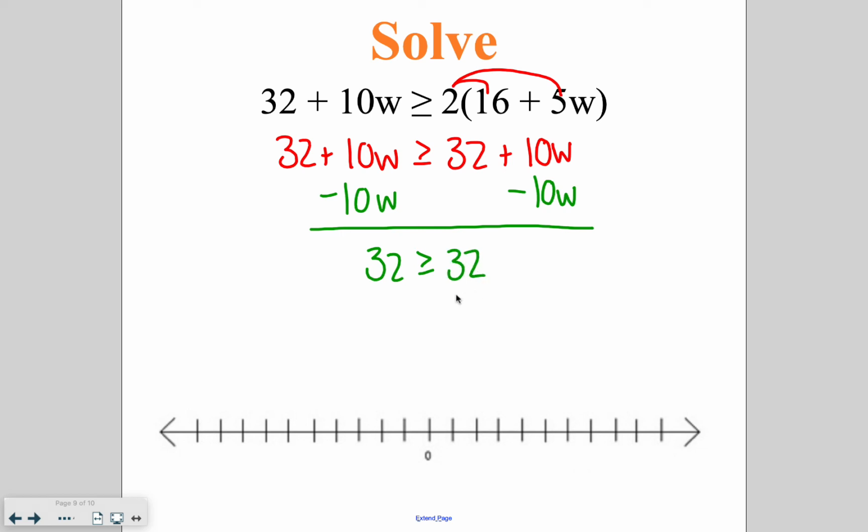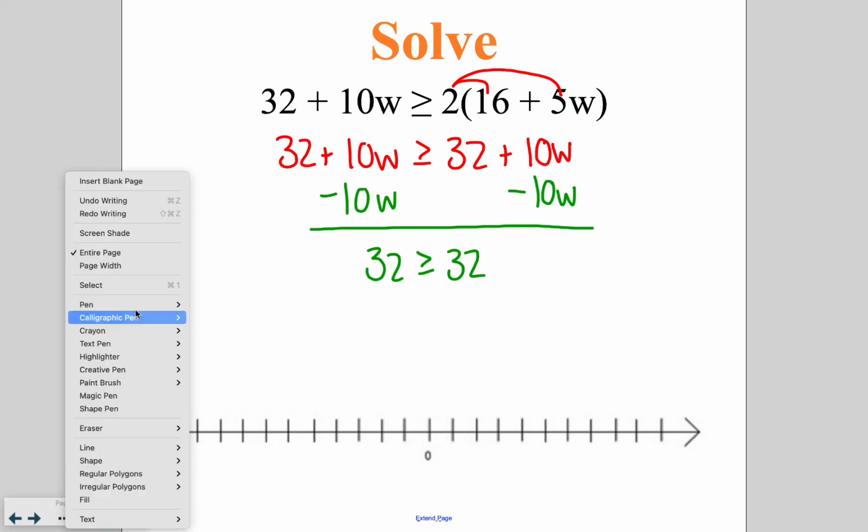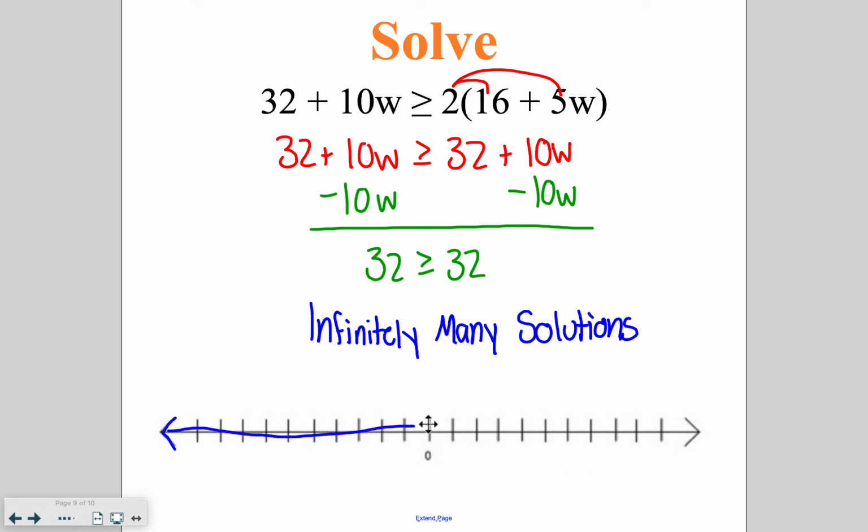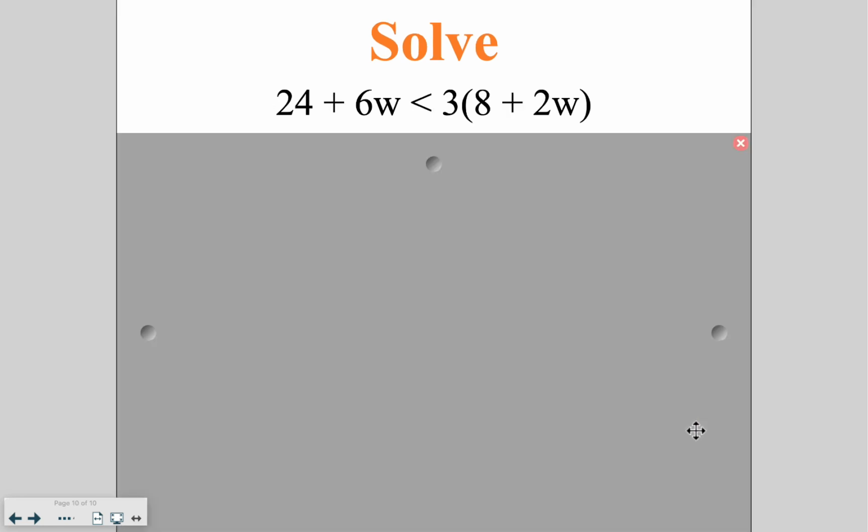Now, because it says greater than or equal to, once again, this is going to be infinitely many solutions because 32 can equal 32. If it had just said greater than, it would not work because 32 is not greater than 32, but 32 is greater than or equal to 32. So once again, if you have infinitely many solutions, it's going to cover the whole number line. Go ahead and try this one on your own.